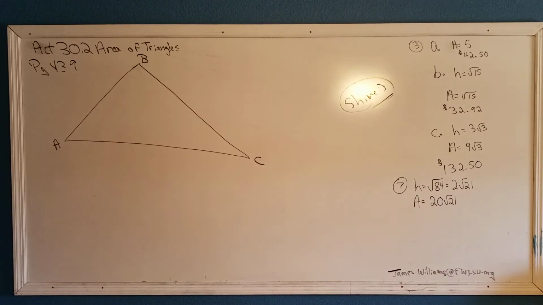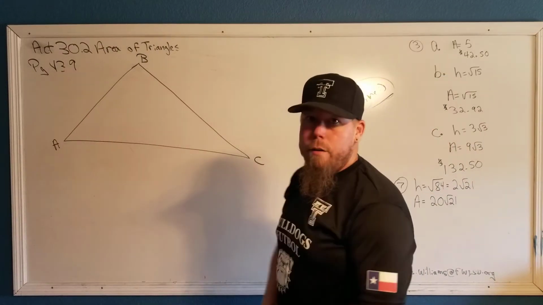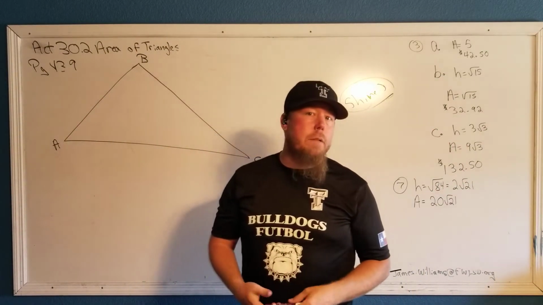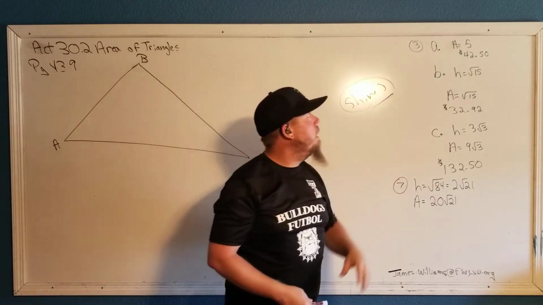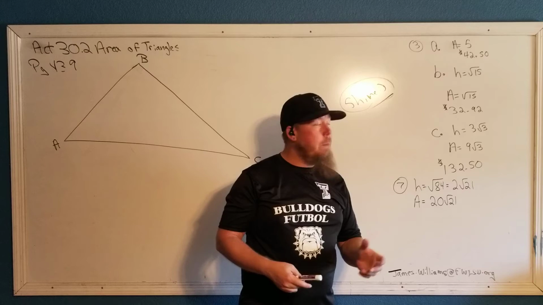We're looking at activity 30.2 now. We're going to be on page 439. I just wanted to run through questions number 3 and 5 that I assigned you last part. Number 3, the area I got was 5. Pretty straightforward: 2 times 5 divided by 2.